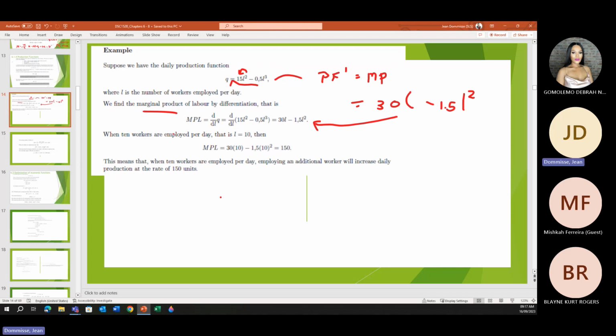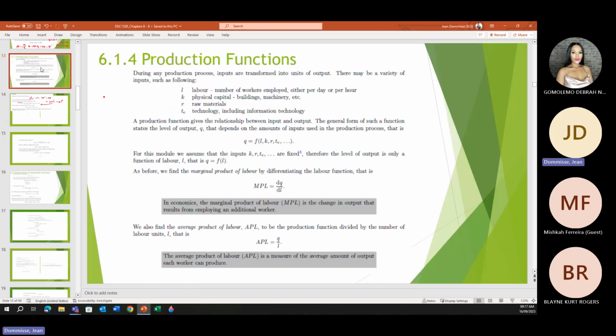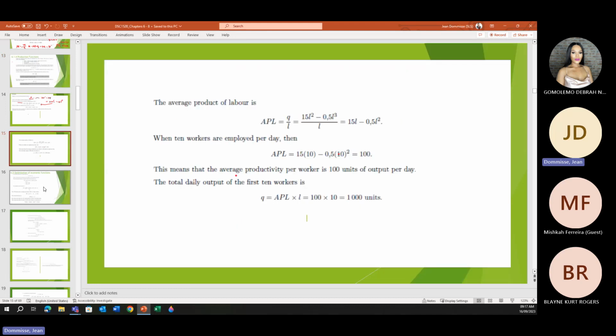Okay, so this is nearly just an example of working with your revenue, total revenue to marginal revenue. So this is just a different example of actually using that information.